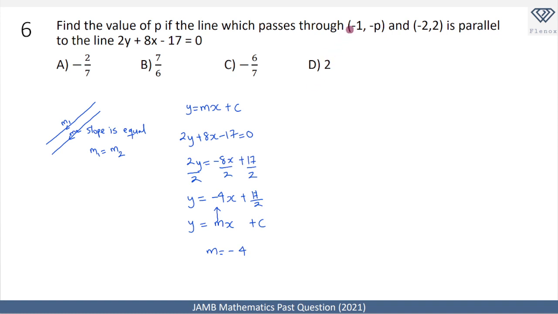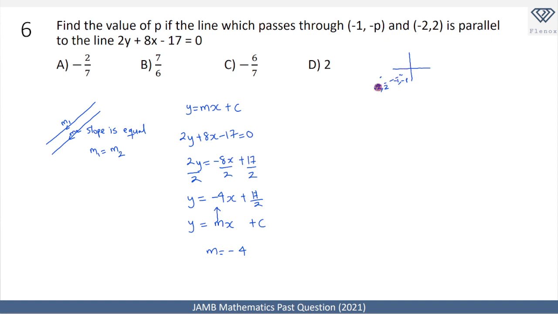Now we can use that to figure out the value of P. Let me just quickly draw a coordinate system, and let's draw an arbitrary point here. This is the first point, minus 1 comma minus P, and this is the second point, minus 2 comma 2.